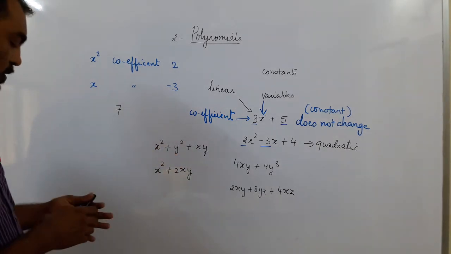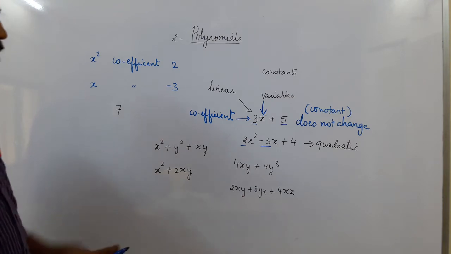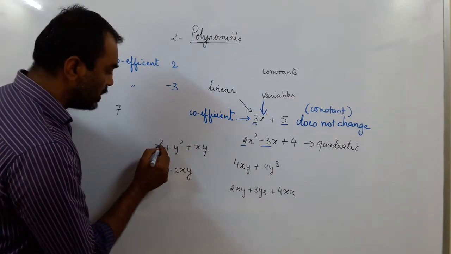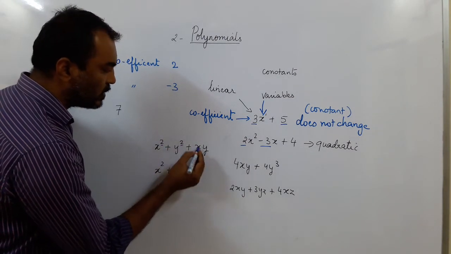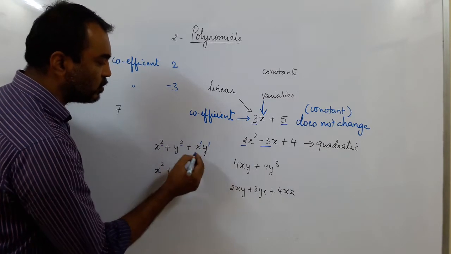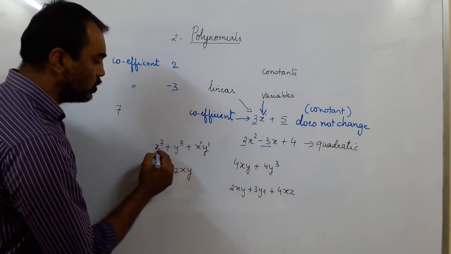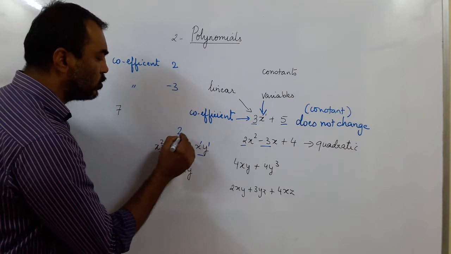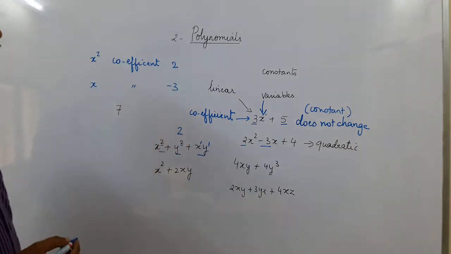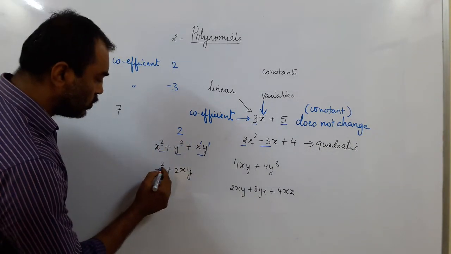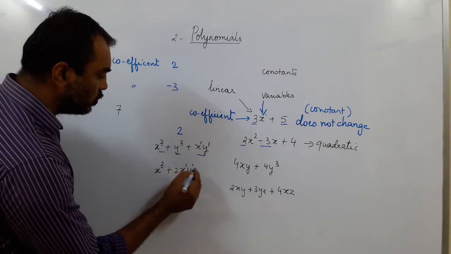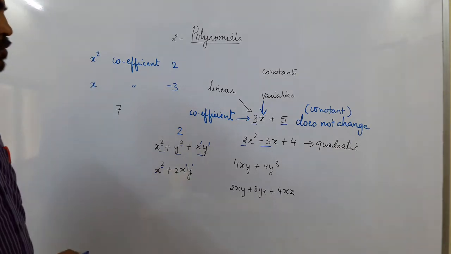That we'll find out. Degree is found by the highest power. So the highest power is 2 here, 2 here. Now what is this? This is 1 and this is also 1. So 1 plus 1 is 2. So all of them have got 2. So the degree of this equation is 2. Here also 2. And this is 1 and 1, 2. So maximum is 2, degree is 2.